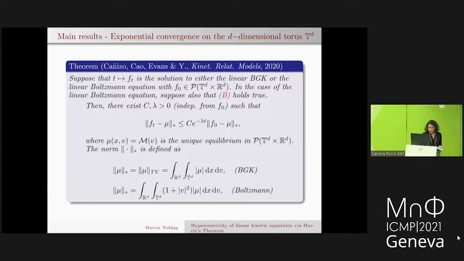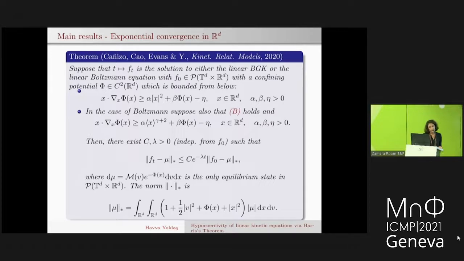So next, the theorem is when the equations are posed in the R^d whole space. In this case, we need to consider a confining potential because we need some kind of confinement property to get some hypercoercivity result. These are the precise assumptions on the confining potential. The first one is on the linear BGK case, and the second one is on the linear Boltzmann case. To sum up, the confining potential should be growing at least quadratically at infinity. If we have this type of confining potential, then we can show that there exists a unique equilibrium, and the solutions converge to that unique equilibrium in a weighted total variation distance, where the weight is given as a function of x, the velocity and the confining potential.